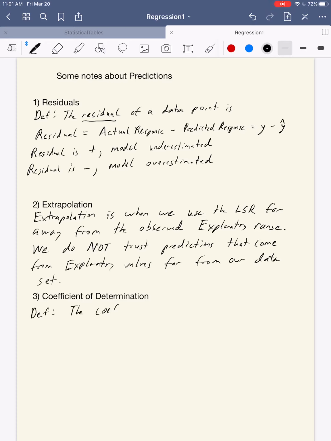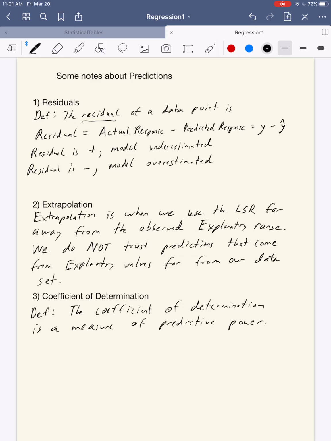The coefficient of determination is a measure of predictive power. So in other words, the coefficient of determination tells us how good our predictions are.